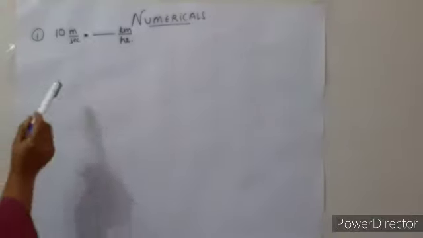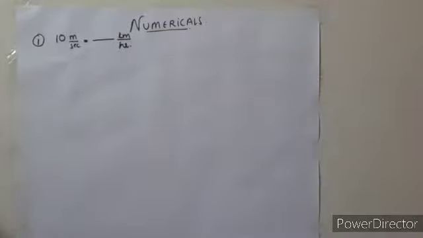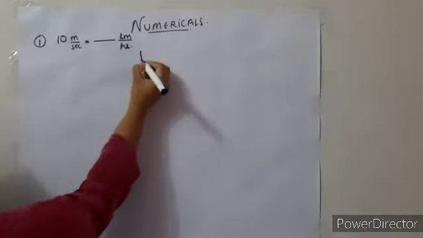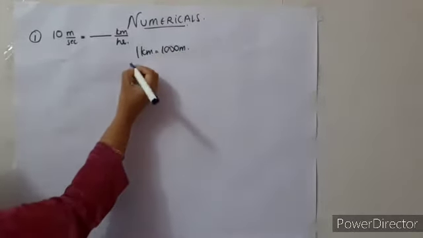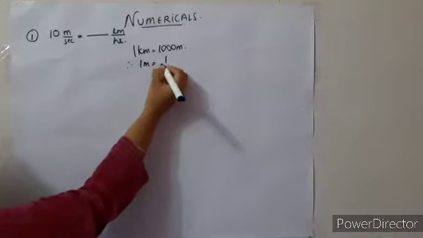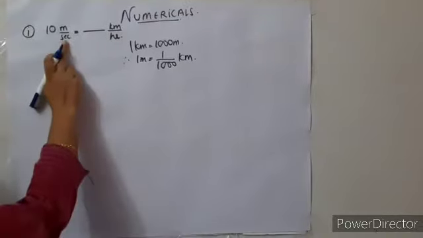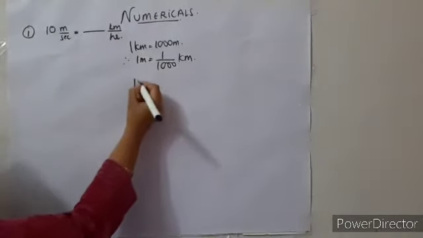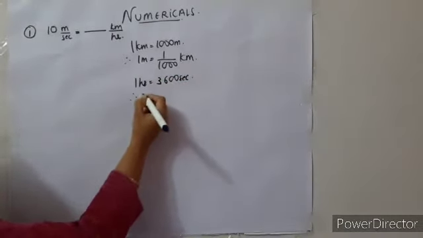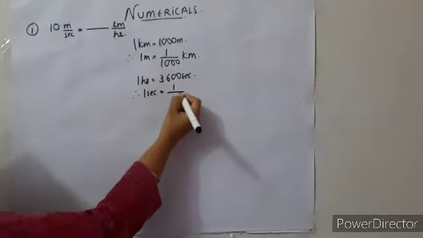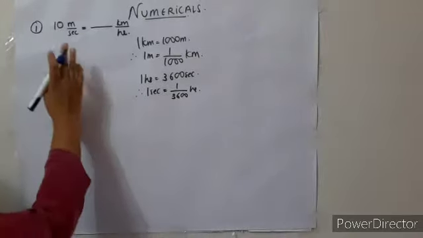Now in this we have 10 meter per second and we have to convert it into kilometer per hour. First of all, we have to understand that in 1 kilometer we have 1000 meter. Therefore in 1 meter we will have 1 over 1000 kilometer. Then we have to convert second into hour. We know that in 1 hour we have 3600 second. Therefore in 1 second we will have 1 over 3600 hour. Clear? Now let's put the values.